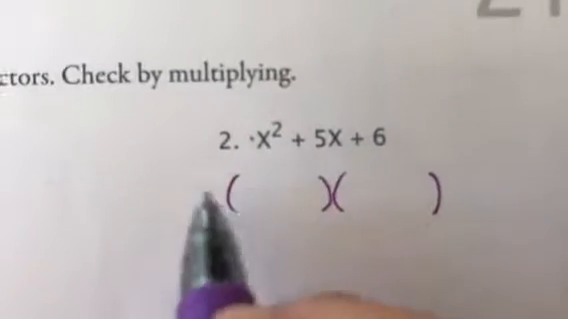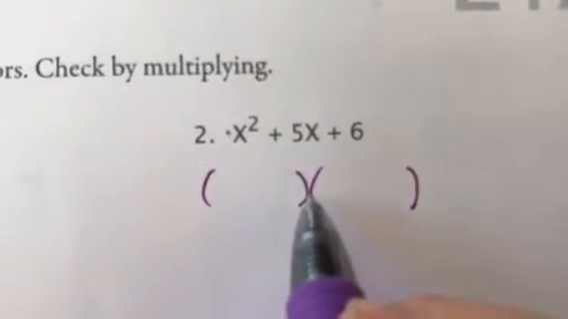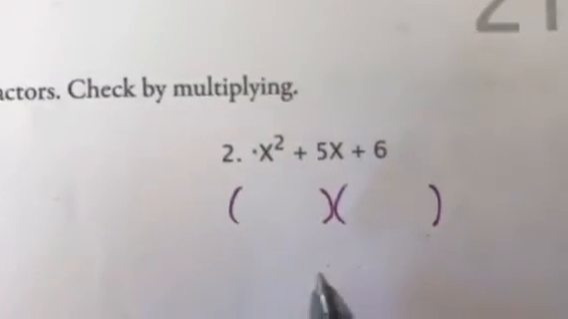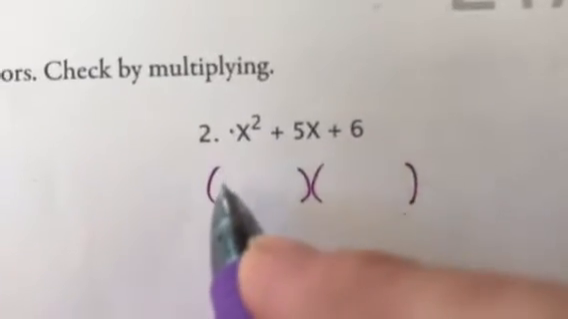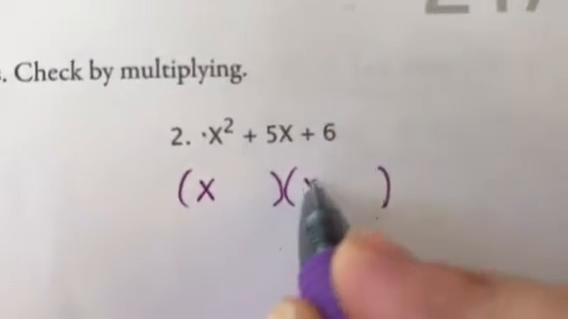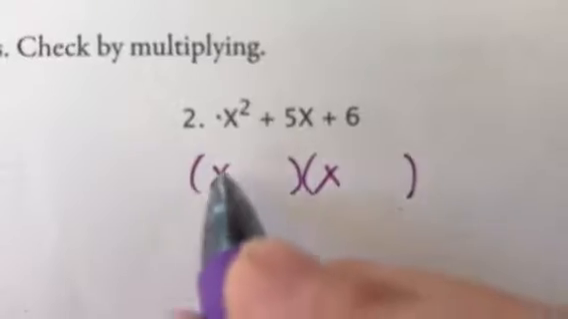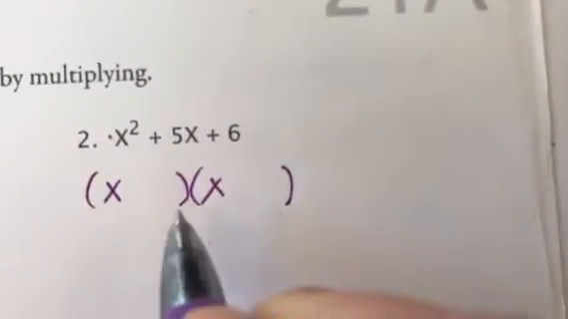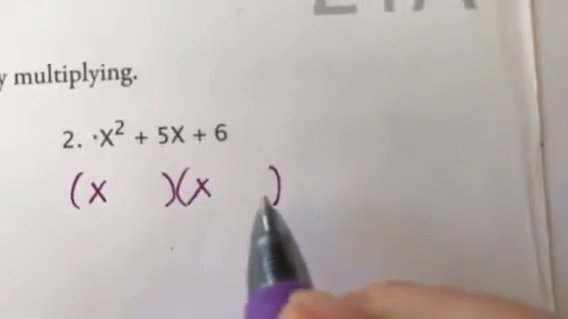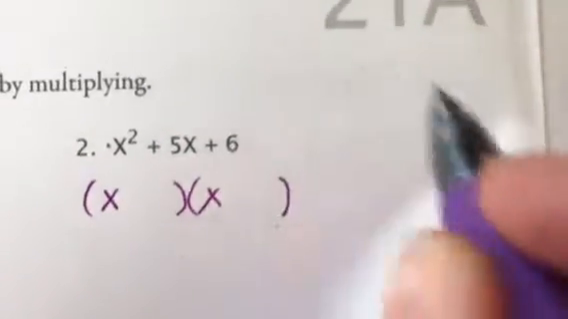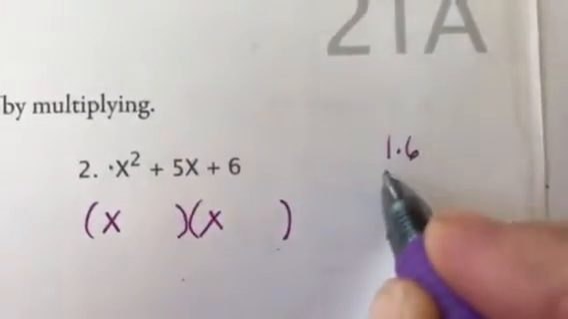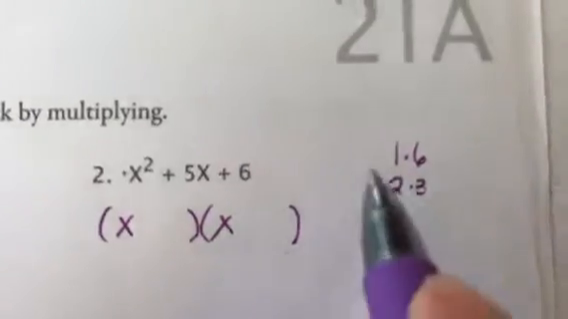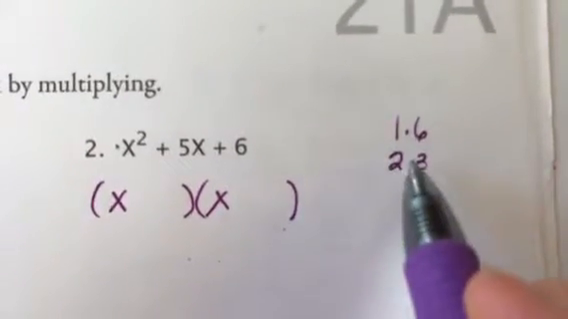Now, make sure you do your two sets of parentheses. They should be touching right here. Don't give me any big gaps. But we know, since this is x squared, this has to be x times x, because that's how you get that first term. X times x gives me x squared. So that's easy enough. Now, the last one is going to have to give me 6. So I want you to think about all the factors of 6. It's 1 and 6, or it's 2 and 3. Those both multiply together to give me 6.